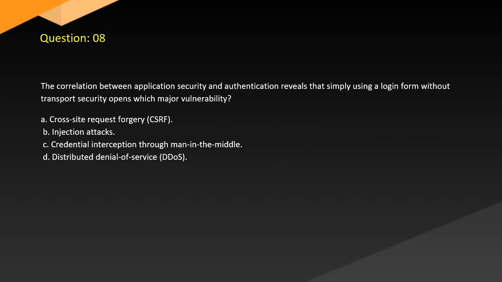Question 8. The correlation between application security and authentication reveals that simply using a login form without transport security opens which major vulnerability? A. Cross-site request forgery, CSRF. B. Injection attacks. C. Credential interception through man-in-the-middle. D. Distributed denial of service, DDoS.